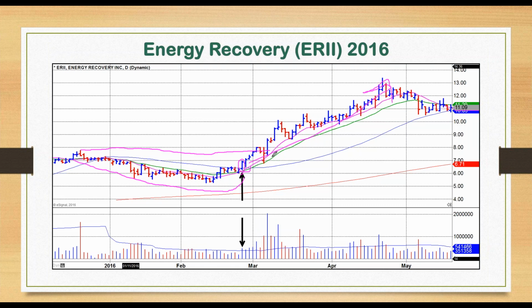And notice how it holds along the 10-day line all the way up. And now it violates up here, so you could be out, you bag your profit. That's a very nice move. And if you're buying it around 6.5, it's actually a double, believe it or not.